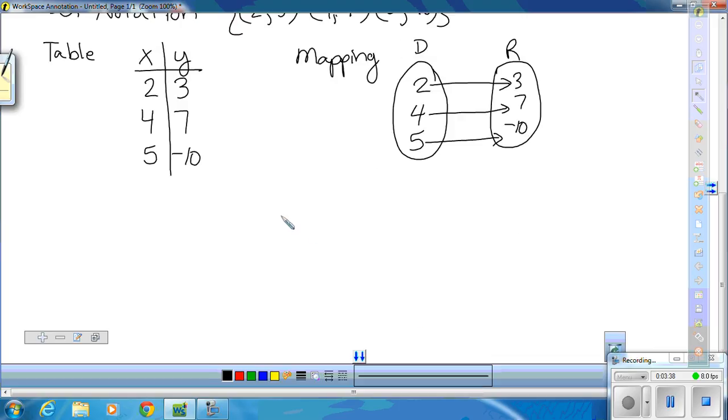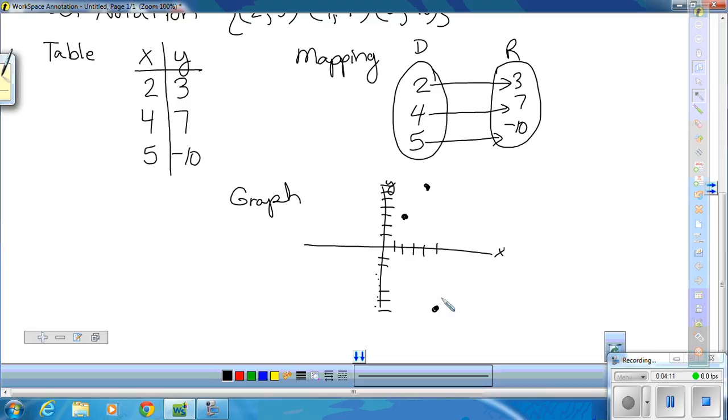Another way that we can show relations is a graph. We have our x and y axis, and we have coordinate points. So you can have the point 2, 3, and you can have the point 4, 7, and then the point 5, -10. 1, 2, 3, 4, 5, 6, 7, 8, 9, 10. So that would be down here. A graph is one way to show it.